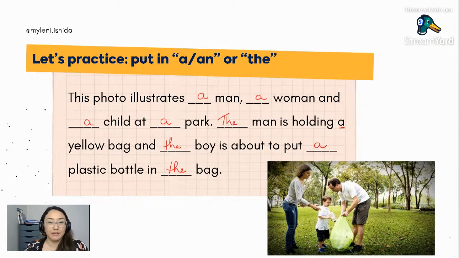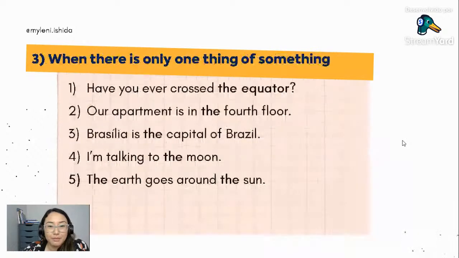So until now, what have you learned? That we have to use the definite article when I talk about specific things, or when I talk about something for the second time, and you know what I'm talking about now because I have already talked about it before. Okay? Good job.